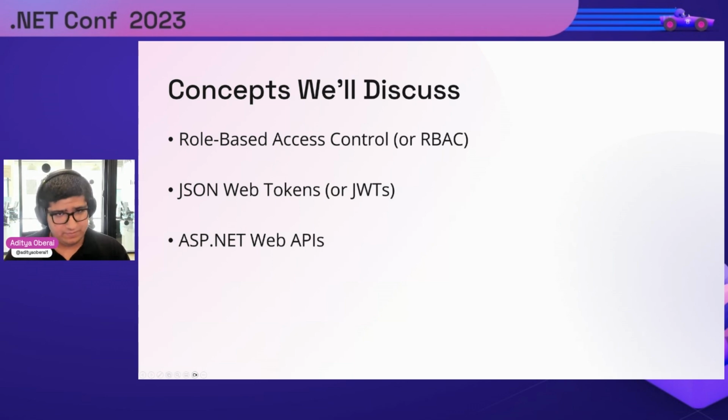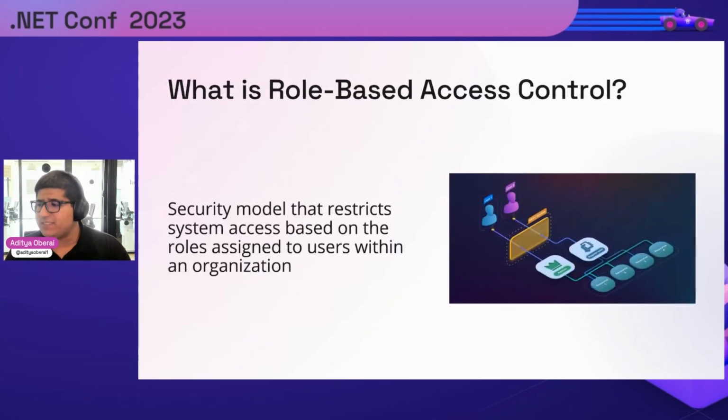So first things first, as the title suggested, we should spend some time understanding what role-based access control is. Role-based access control is a security model that restricts system access based on roles assigned to users within an organization. What this means is that this access control methodology provides a way to manage user permissions by associating users with specific roles and granting them access to resources on this basis.